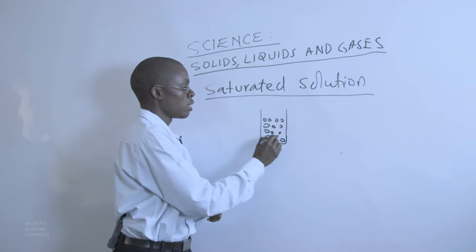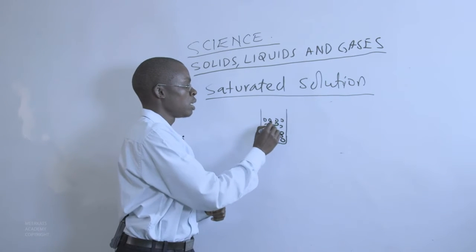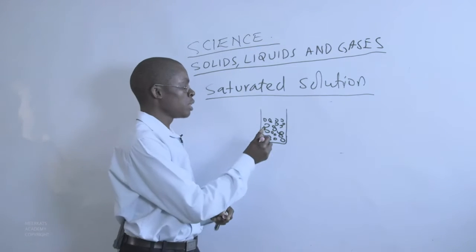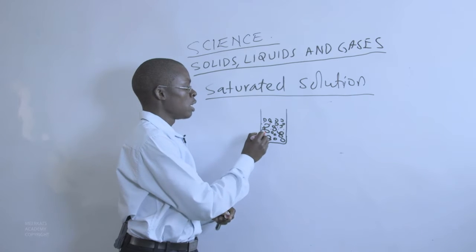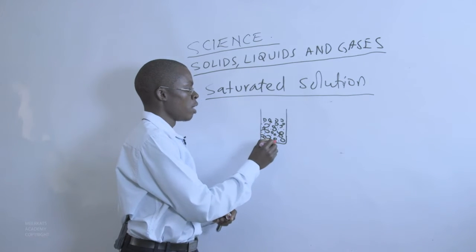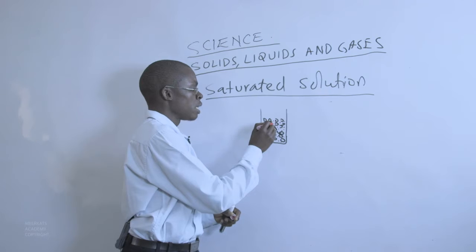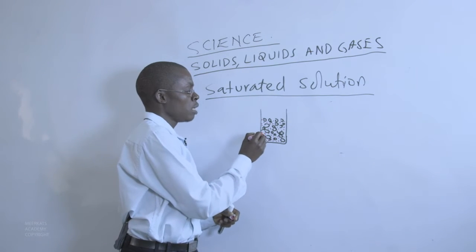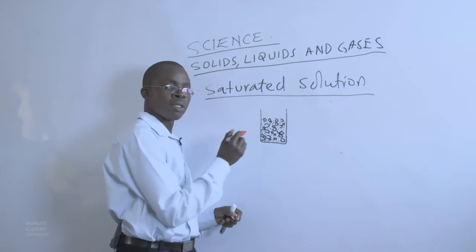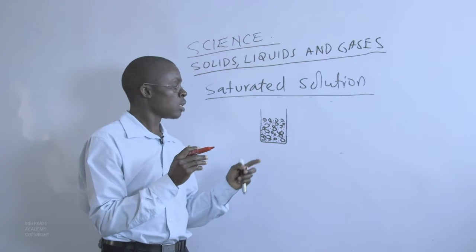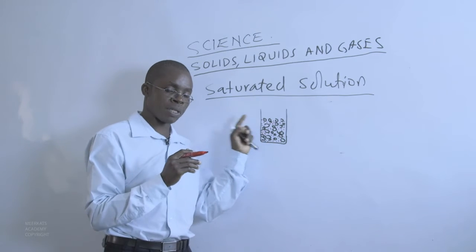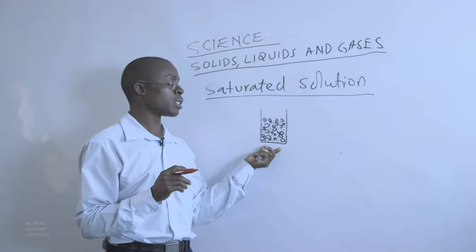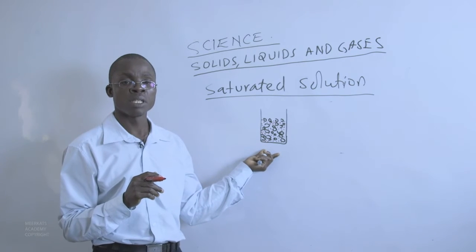particles having so many spaces in between them, then you come and put in the solute particles to the point that there is no single space in between the solvent particles remaining. What I'm trying to say is all the spaces in the solvent are filled up. No single one is remaining. Then at this point we say the solution you are having is a saturated solution.